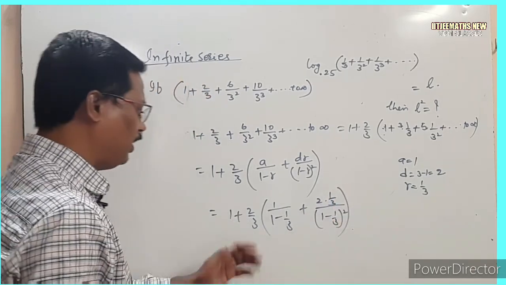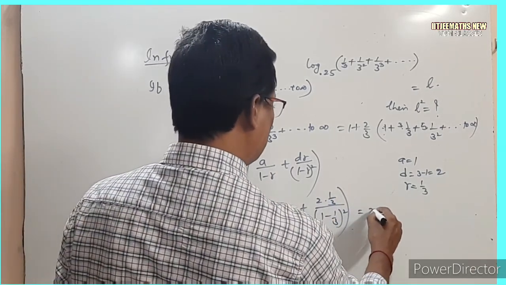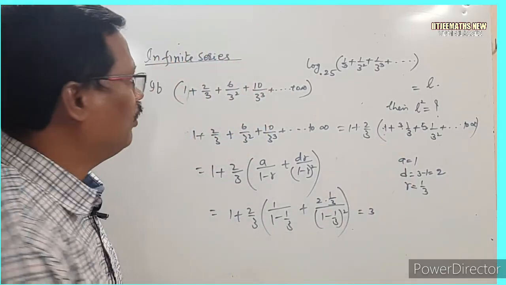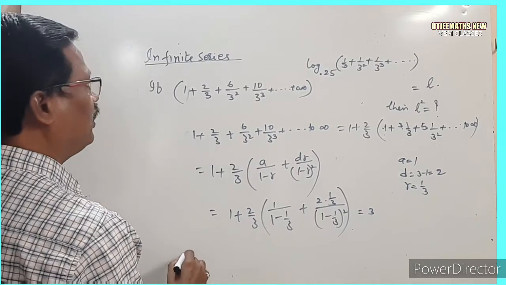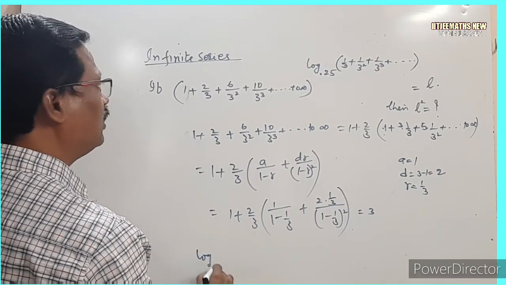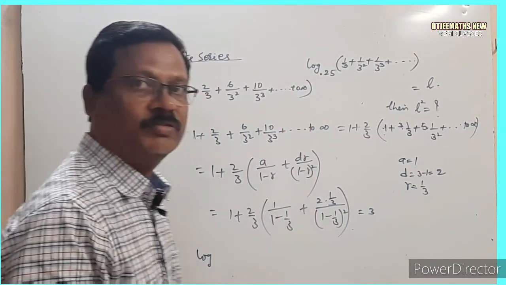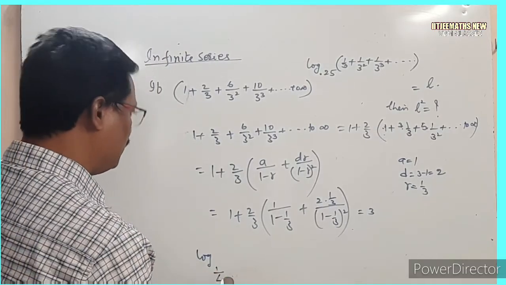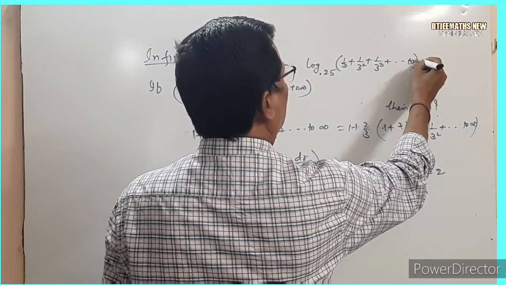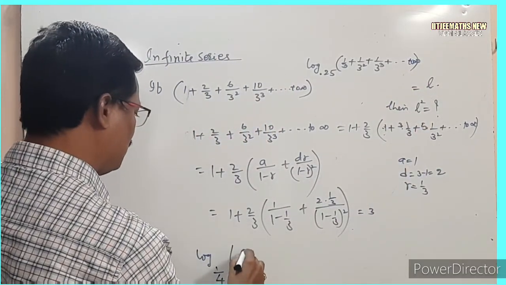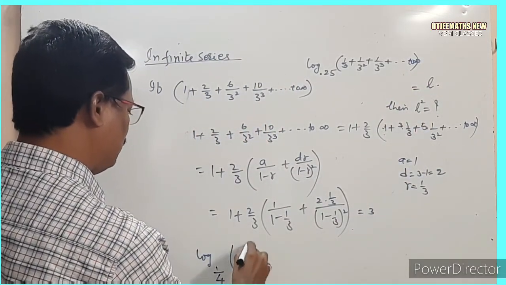Now if we simplify, then this total will be the 3. Now let us simplify this exponent also. Then what is the exponent? That is a log of 0.25. 0.25 is nothing but base 1 by 4. And this is the infinite GP. Infinite GP, what is that? A by 1 minus R.